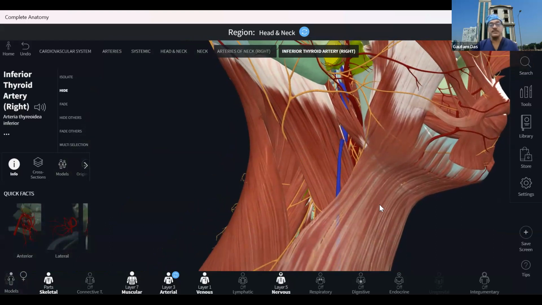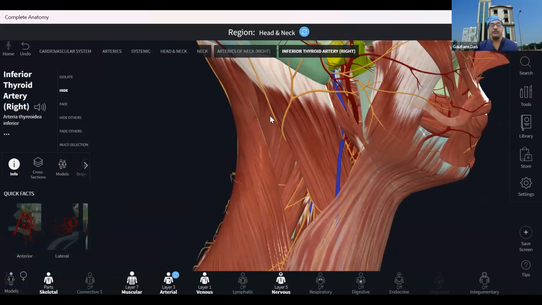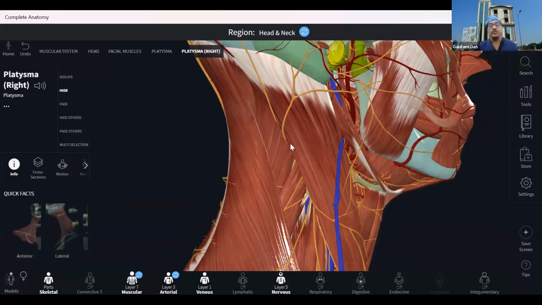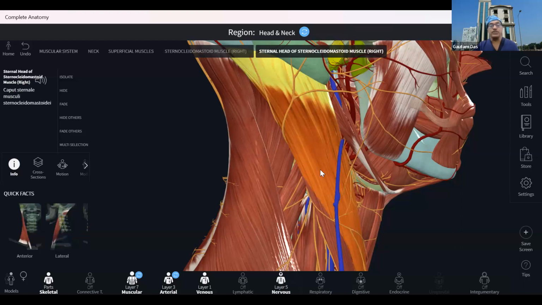And what are the branches? The most important, our concern, is your lesser occipital nerve. So this is the lesser occipital nerve. Remember, this is under the sternocleidomastoid. If I'm removing the platysma, let me remove the platysma. So this is the sternocleidomastoid muscle. Below the sternocleidomastoid muscle is the superficial cervical plexus, which is formed by the ventral rami of C2, 3, 4, and three important nerves are coming.